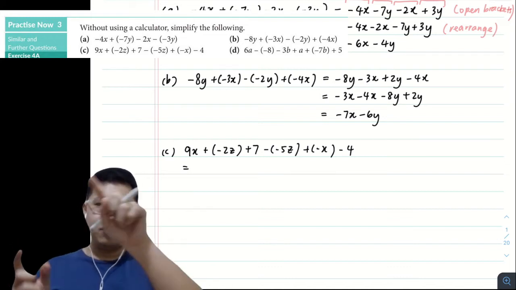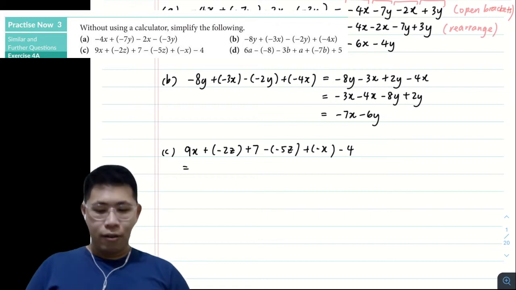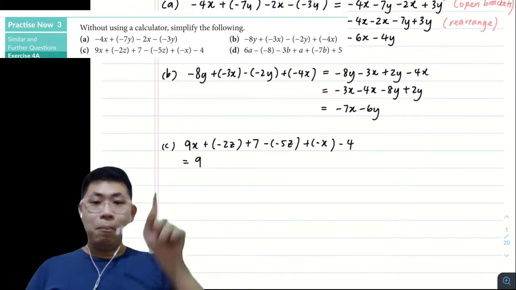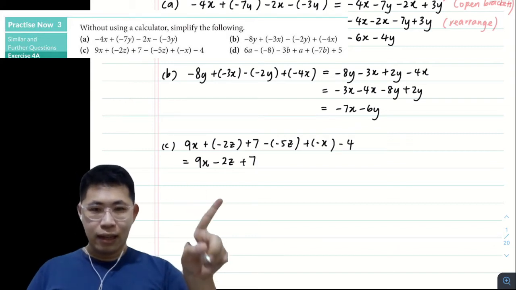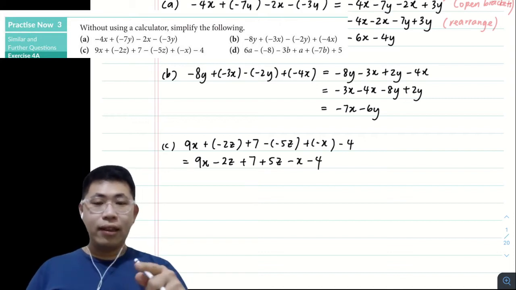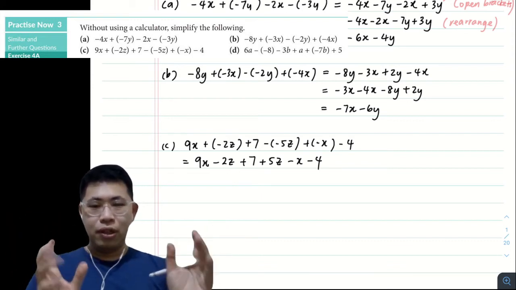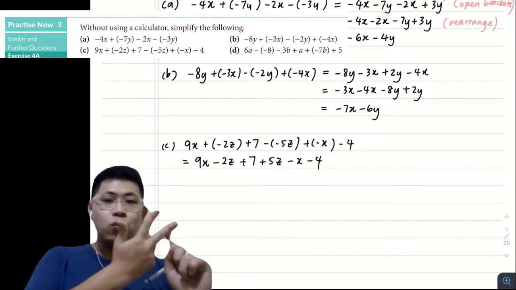In order to be clear, we will just flow down like that. All right, so our working would look like 9x plus a negative 2z, so we have a minus 2z, then plus 7 minus negative 5z, so it's a plus 5z, minus x and a minus 4, right? Now I have three different things to rearrange. I'm going to have my x, my z, and my constant terms, those without the variables.